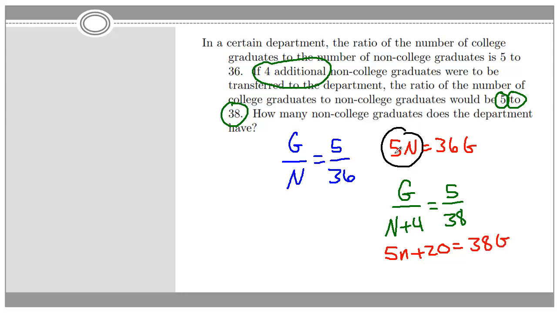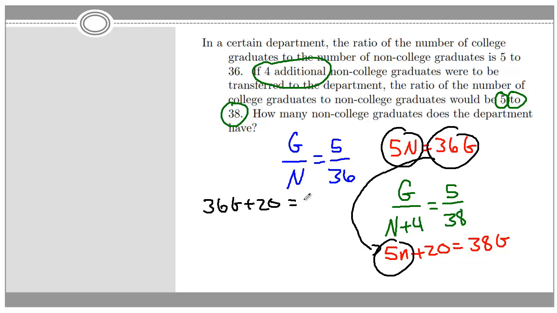Since we have 5n in both equations, I can substitute the equivalent of 5n, which is 36g, into my second equation. So I can rewrite that equation as 36g plus 20 is equal to 38g. Or 20 is equal to 2g, or g is equal to 10.